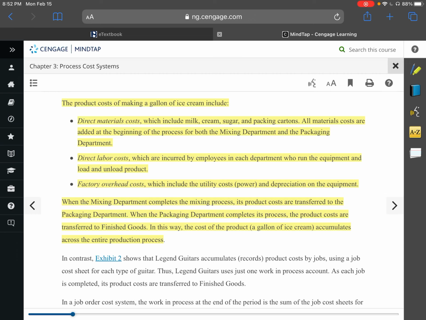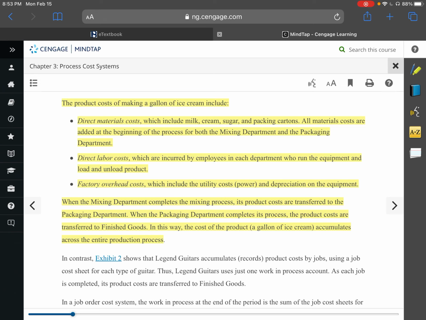All right, then each department would have direct labor costs, which would be employees that run the mixers and run the packaging systems, and then obviously you're going to have factory overhead for both departments. You have factory overhead for the mixing department and the packaging department. All right, so the mixing obviously has to go first. So when the mixing department completes their process, all of their product costs are transferred to the packaging department. So none of the cost will stay with the mixing department. They'll all transfer to the packaging department.